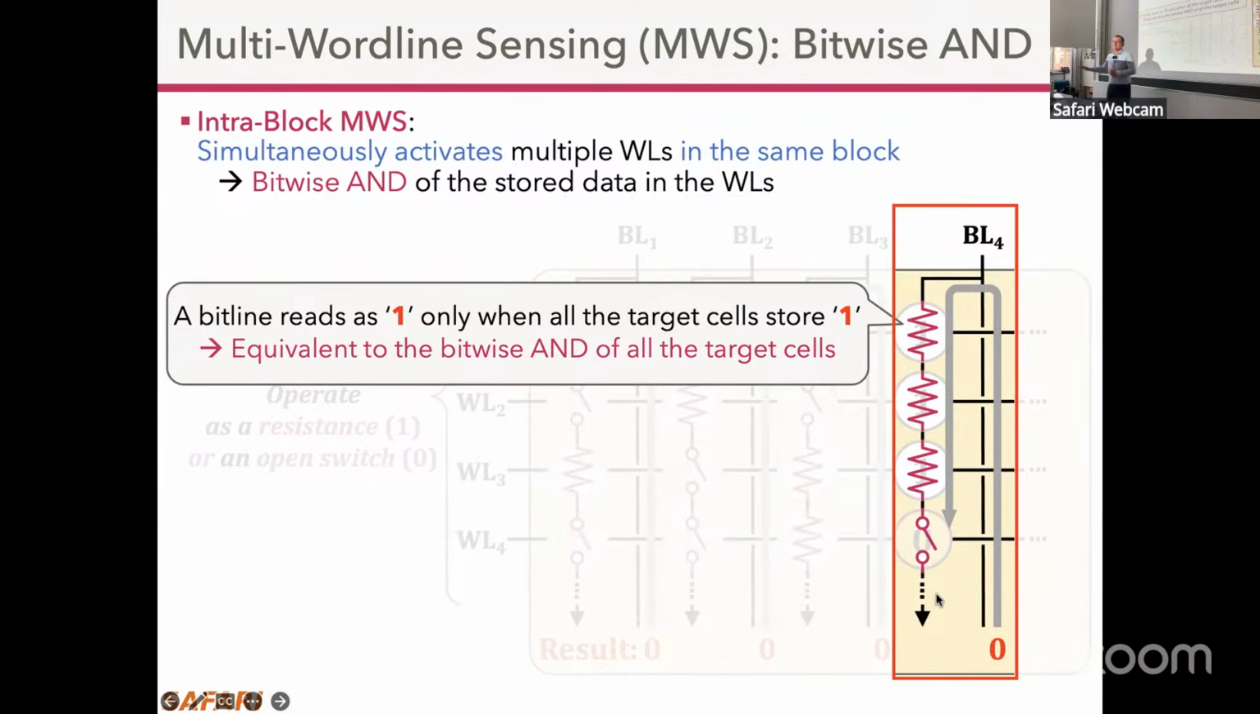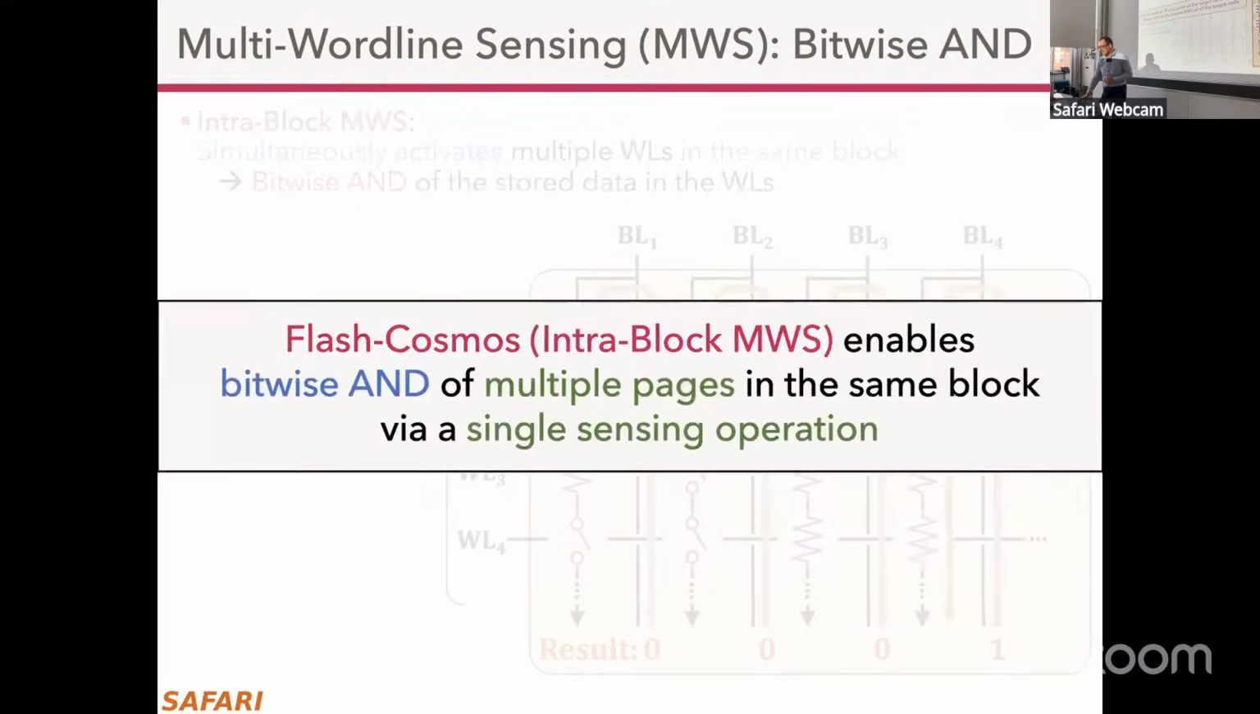Normally, you don't simultaneously activate. You activate only 1. And then whether that is 1 or 0 determines the output, because everything else is set to 1 essentially in that case. That's single activation. If you simultaneously activate, you get whatever is stored over here. And you get a 1 at the end only if all of the cells that you simultaneously activated store a 1, otherwise you get a 0. And that's a bitwise AND function. So that's bitwise AND. This is called intra-block multi-word line sensing.